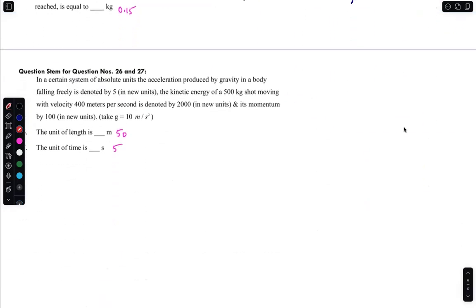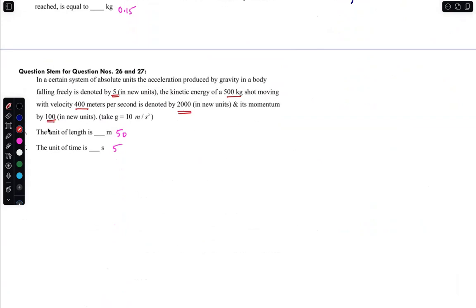Next, 26 and 27. In a certain system of absolute units, acceleration produced by gravity in a freely falling body is denoted by 5 in that units. Kinetic energy of a 500 kg shot moving with velocity 40 meter per second is denoted by 200 in new units and its momentum by 100 in the new units.